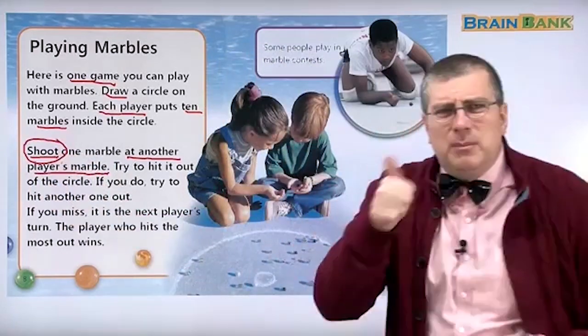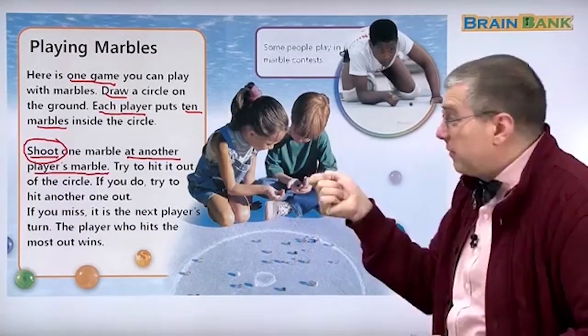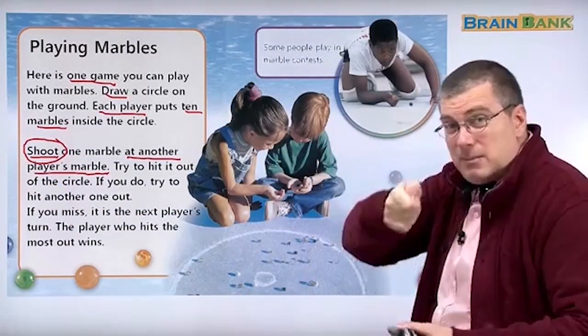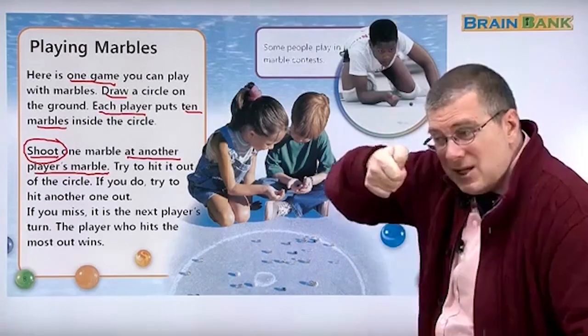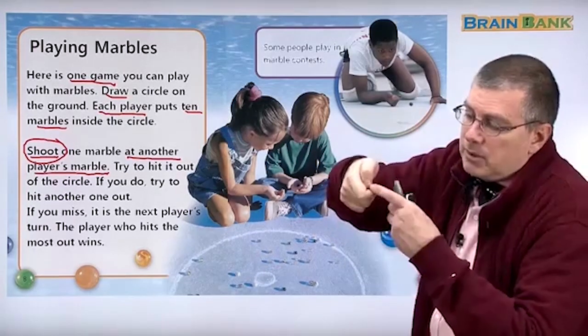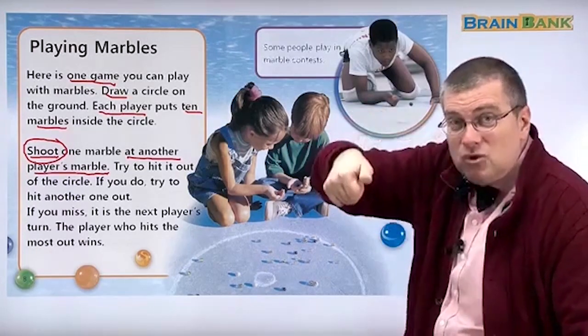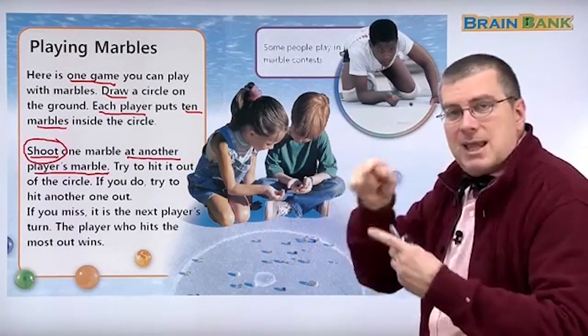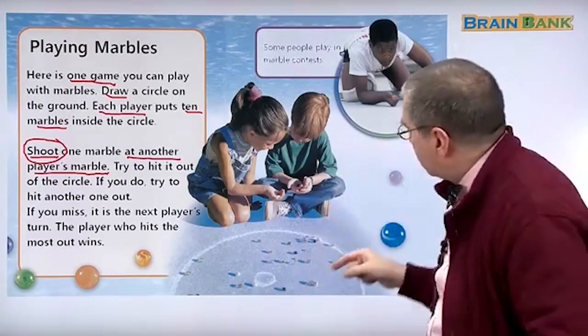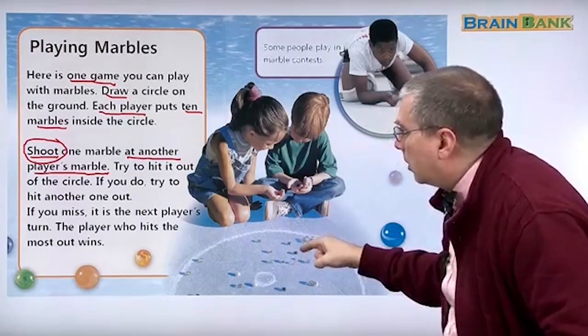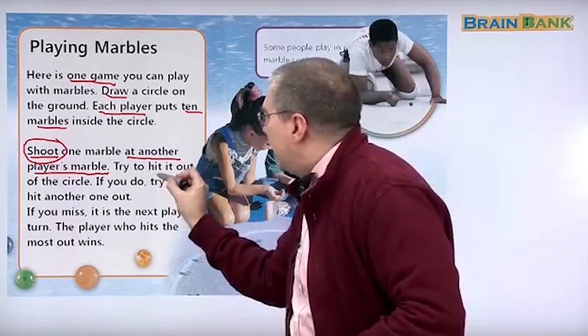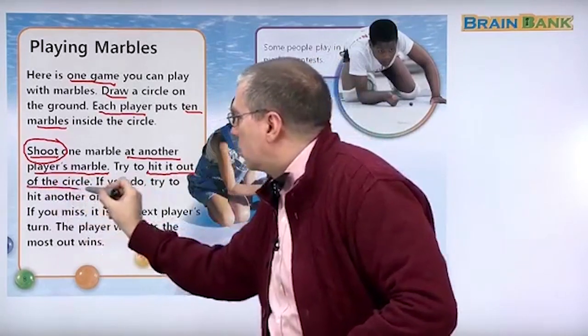Shoot. Remember the picture of the boy on the cover of the book? Look back real quick. See that boy? He's like this, right? He's shooting the marble. If you put the marble on your finger there and with your thumb, you shoot the marble, you can make that marble go fast. It will hit another marble, right? Try to hit it out of the circle.